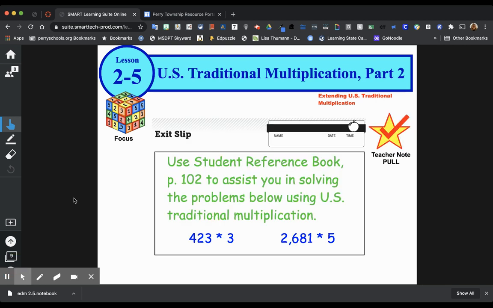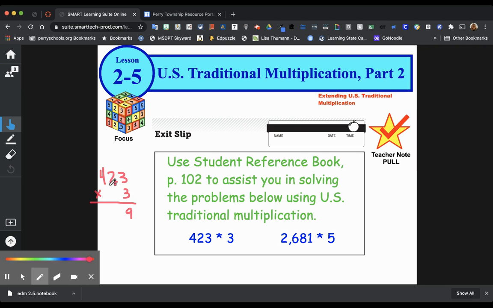So you may use your student reference book on page 102, but I'd like you to pause and try out using U.S. traditional multiplication. It's just, again, like doing the 2-digit times 1-digit, but now we're extending it to 3-digit and 4-digit times the 1. So pause the video, try these 2 out on a slate or a piece of paper, and then come back when you're ready and check your work.